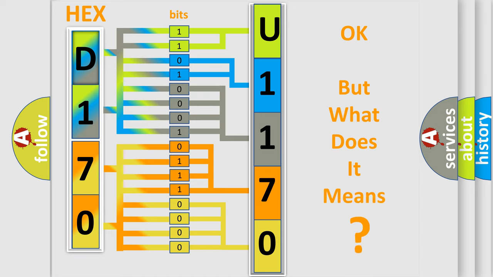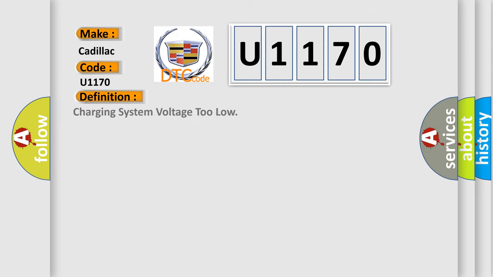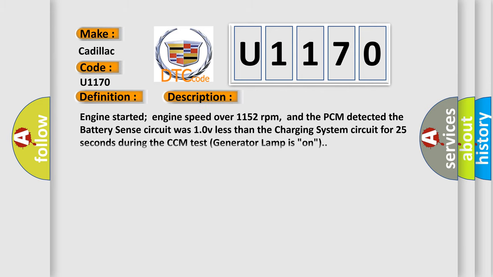The number itself does not make sense to us if we cannot assign information to what it actually expresses. So, what does the diagnostic trouble code U1170 interpret specifically for Cadillac? The basic definition is charging system voltage too low. And now this is a short description of this DTC code.